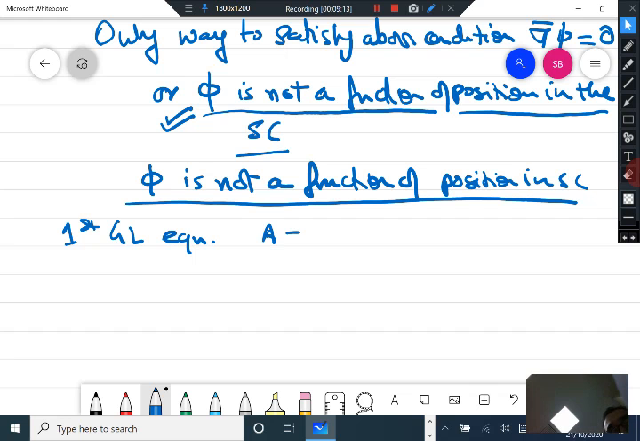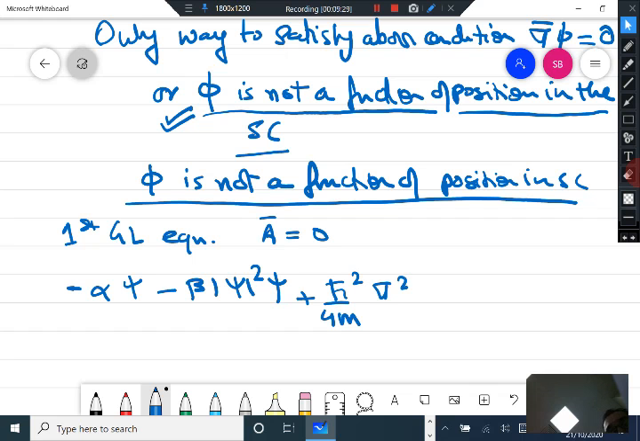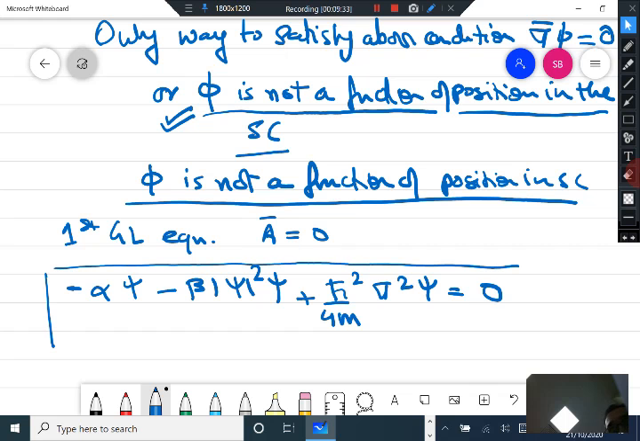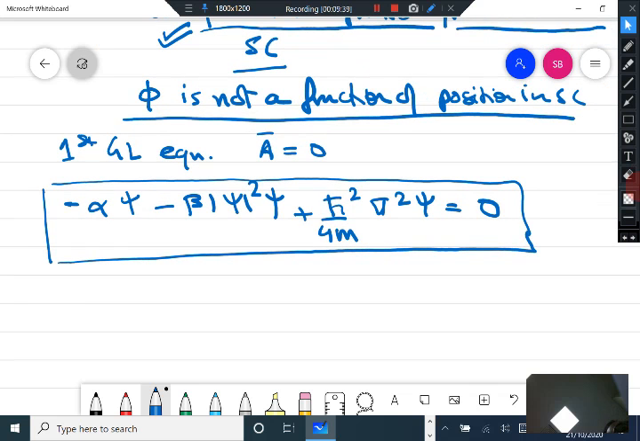So now our first GL equation with these conditions becomes, in the first GL equation we put the vector potential A equal to 0 and then minus alpha psi minus beta mod psi square psi plus 1 by 4m h cross square del square psi is equal to 0. So this is your first equation where we have put our vector potential A equal to 0.